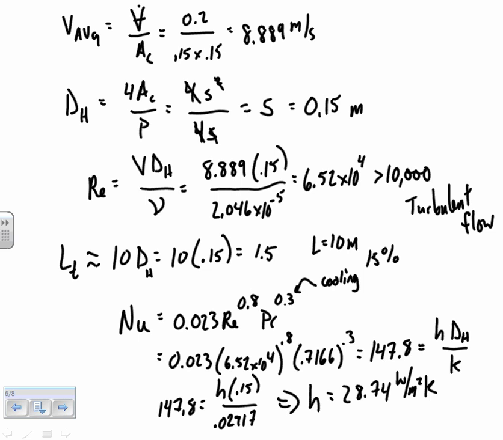The next thing I need to do is I can try and figure out my temperature at my exit, but I need a couple of more things. Well, I need to know what the mass flow rate is, m dot, and that's just equal to the density times the volumetric flow rate. So that is 1.014 times 0.2, or 0.2028 kilograms per second. Okay.